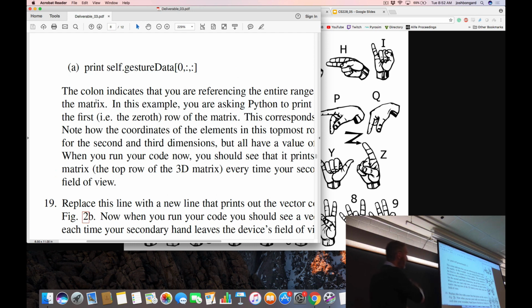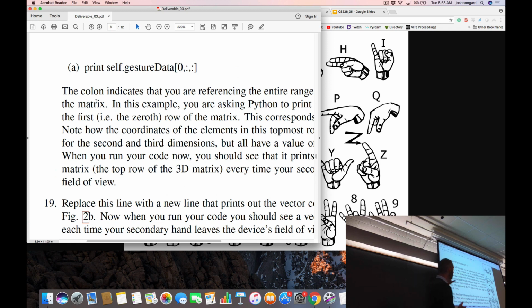If I were to print out gesture data 0, colon, colon, what data structure am I getting back? A two-dimensional array or vector, however you want to think about it. 0, colon, colon is going to give me back a 4 by 6 two-dimensional array, because we've got all 4 bones and all 6 elements for each of those bones. So again, it's a good idea to practice with NumPy and get good at slicing and dicing matrices of arbitrary dimensions, because we're going to need that later.